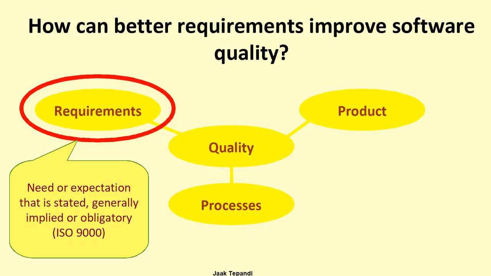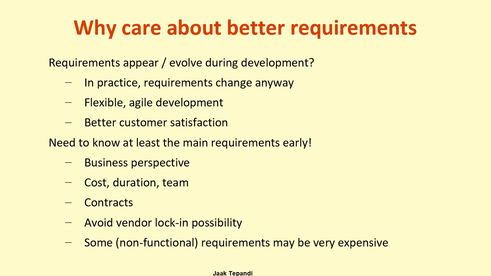So requirements, which are defined as need or expectation that is stated, generally implied, or obligatory, are essential components of quality. They actually determine quality both together with the product and the processes. So that's the main reason why requirements are so important for software quality.